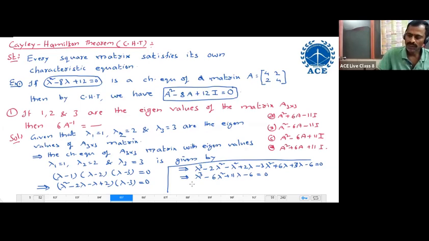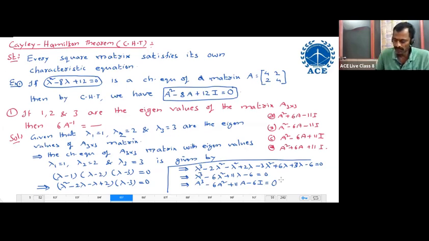When alpha, beta are roots of the equation, then the quadratic equation is x minus alpha into x minus beta. Like that, 1, 2, 3 are roots of the characteristic equation of the 3 by 3 matrix. Then lambda minus 1, lambda minus 2, lambda minus 3 is the characteristic equation only. According to the theorem, the matrix equation is A cube minus 6A square plus 11A minus 6I equal to O.